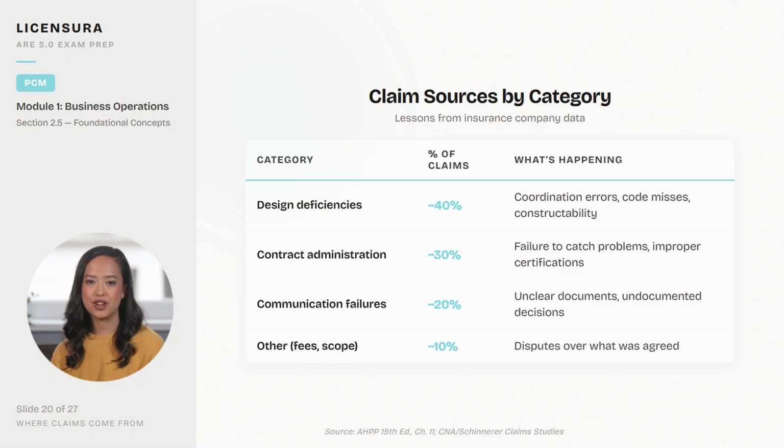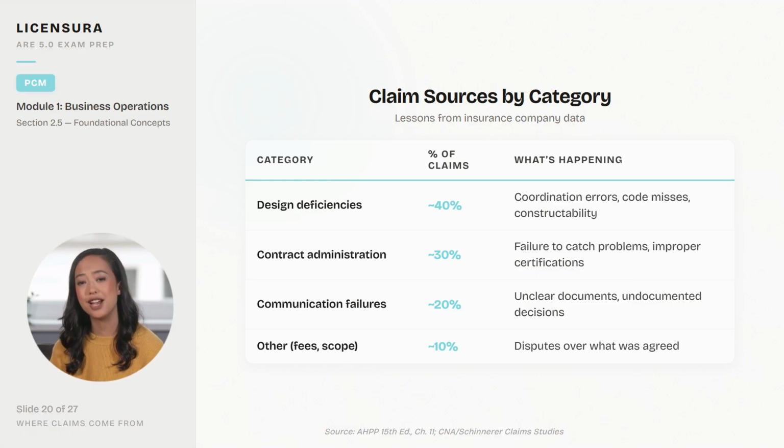Most architects picture negligence claims as dramatic events, a building collapse, a catastrophic roof failure, but the actual data from insurance companies tells a very different story. Most claims are honestly pretty mundane, and the vast majority of them are preventable. Let's look at the numbers.